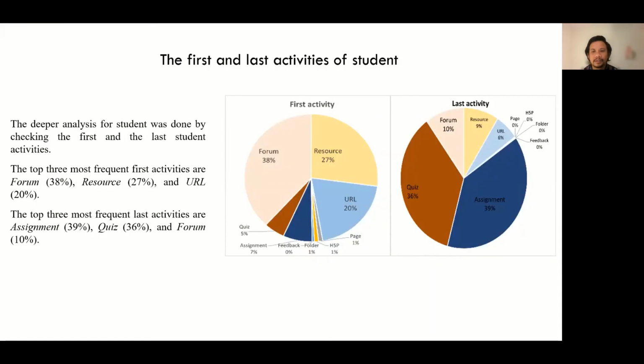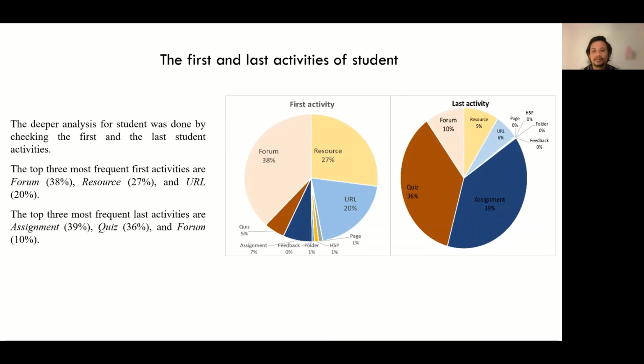The deeper analysis for students was done by checking the first and the last activity done by students. The top 3 most frequent first activities are forum, resource, and URL. This finding reflects the reality from the questionnaire to students, where most students access forum, resource, or URL in the beginning of their learning activity in the LMS. Other activities are infrequent, less than 10%, which are assignment, quiz, H5P, page, chat, glossary, and book.